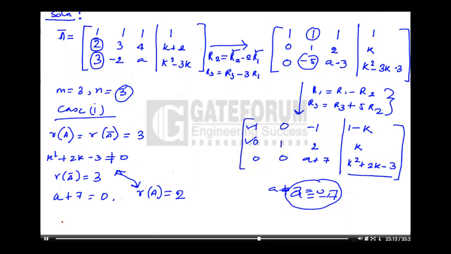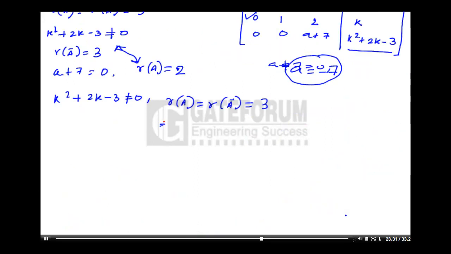Now when will the system have a unique solution? Let k square plus 2k minus 3, as usual, be not equal to 0. Then for the system to have a unique solution, the rank of A equal to the rank of A bar must be equal to 3. In that case, a plus 7 must be not equal to 0. Then only the rank of A becomes 3. Hence for a not equal to minus 7, the system will have a unique solution.